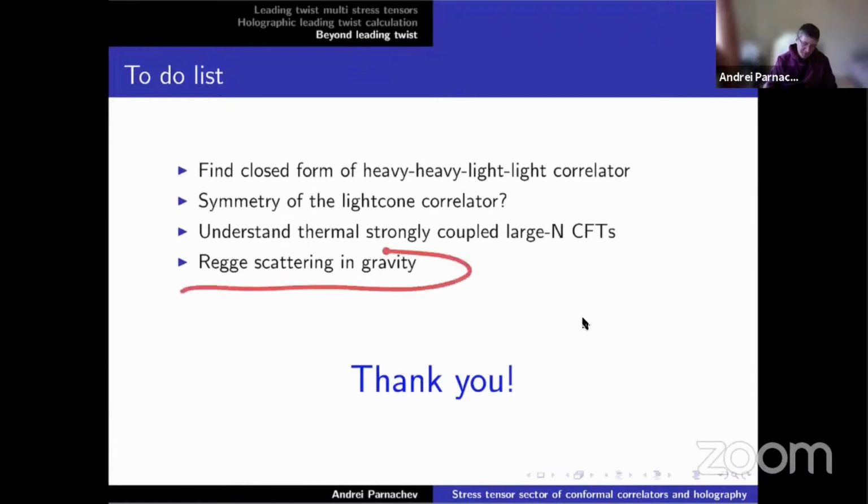And finally, I still think that all of this is going to say something interesting about this Regge limit of scattering and gravity where you form a black hole.